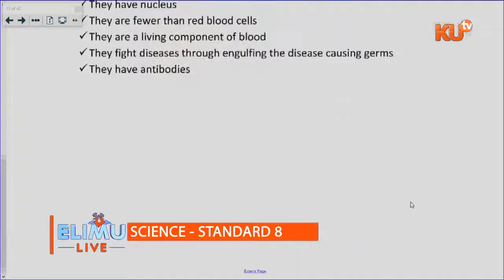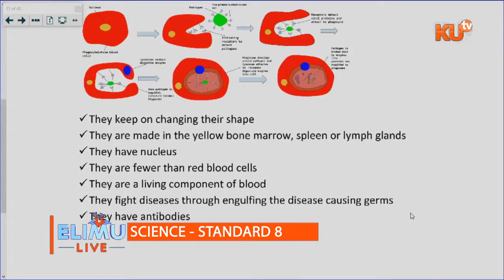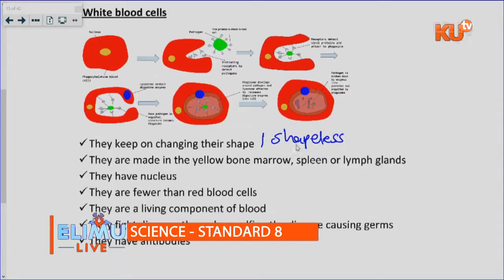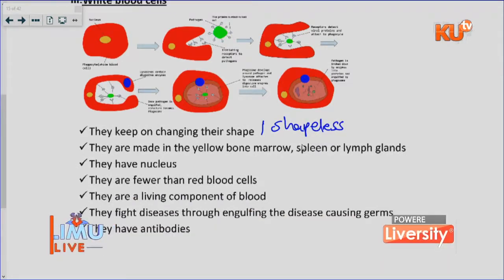Just a minute. We can look at the white blood cells before we look at the platelets. So the white blood cells, that is the diagram of a white blood cell, and they keep on changing their shape. So in that case, they are referred to as shapeless. The white blood cells are shapeless. They are made in the yellow bone marrow or the spleen or the lymph glands.